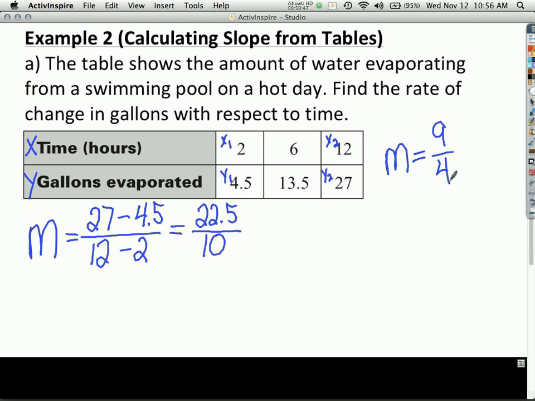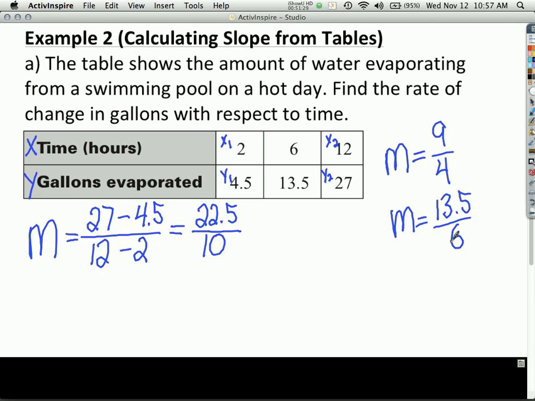Let's see what this group got over here. What'd you get, Paige? 13.5 over 6. What'd you get? 2 over 1, okay. So what about Keisha, what'd you get? Kaylee? So we seem to have an agreement that over here we got 13.5 over 6. Okay? What did I get? I got 22.5 over 10. They all look different.